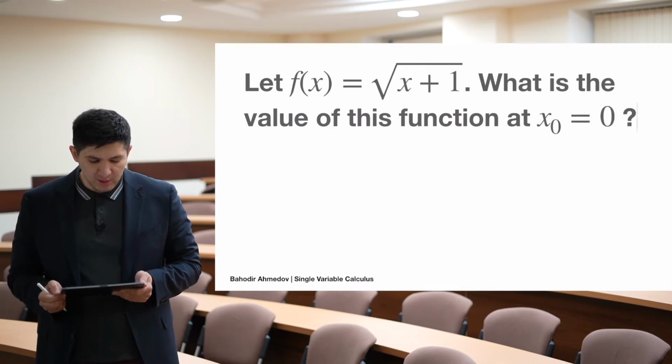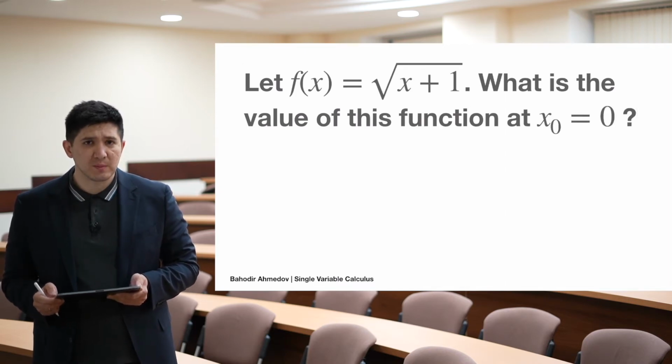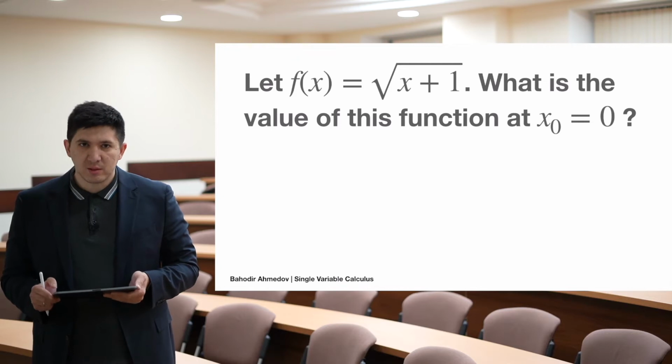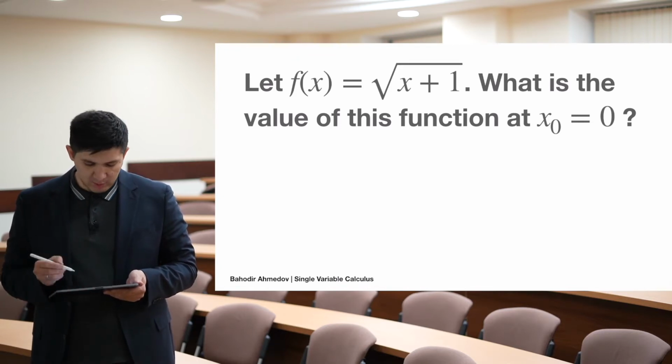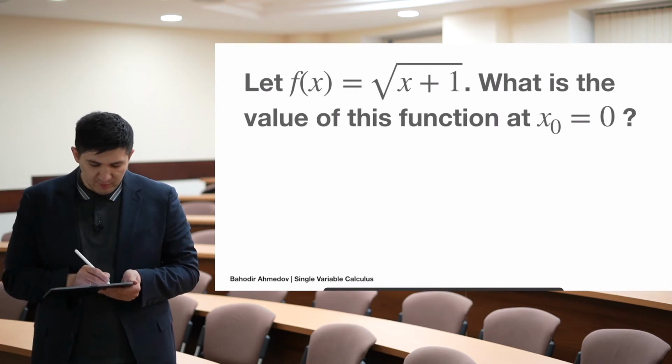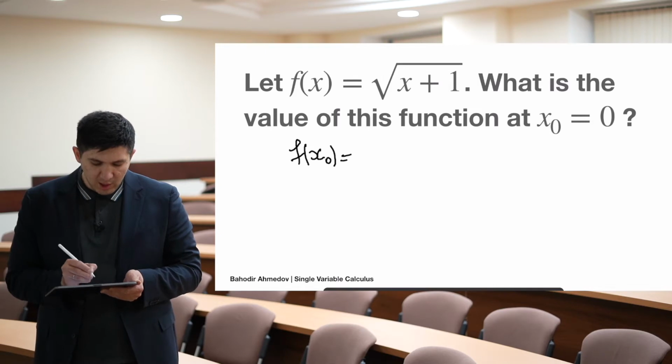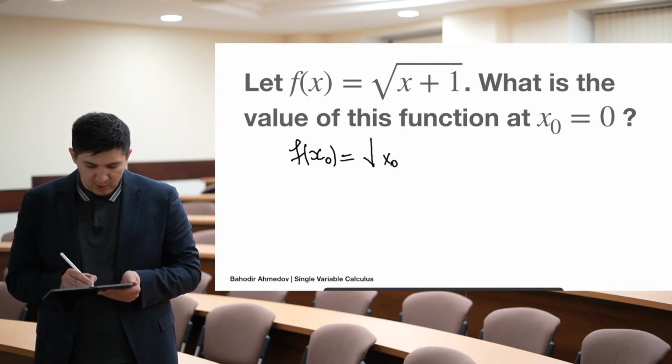So I would like to give you a small example. Let's say you're given this function, square root of x plus 1. If I ask you, could you please tell me what is the value of this function when x is equal to 0? You would just tell me it's easy, because if I substitute into f of x0, it is going to be square root of x0 plus 1, which is square root of 1, which is 1 simply, right?